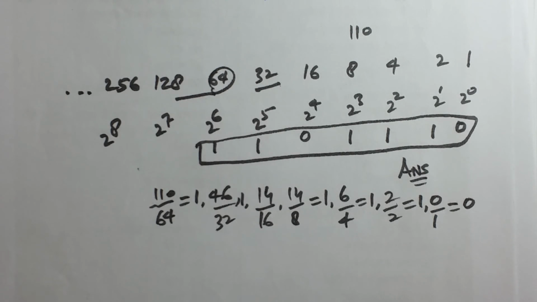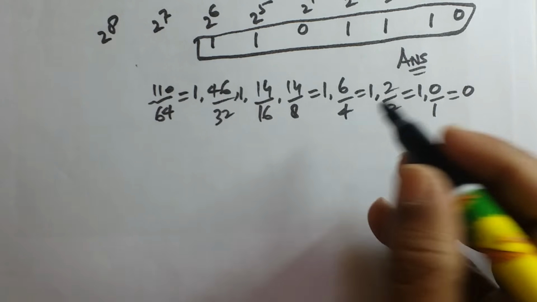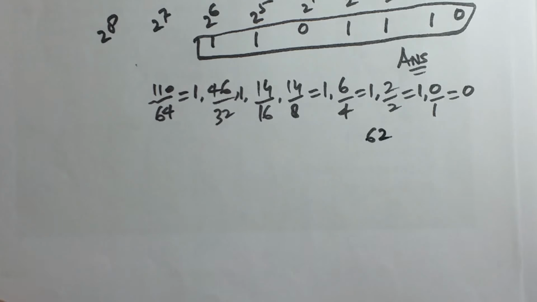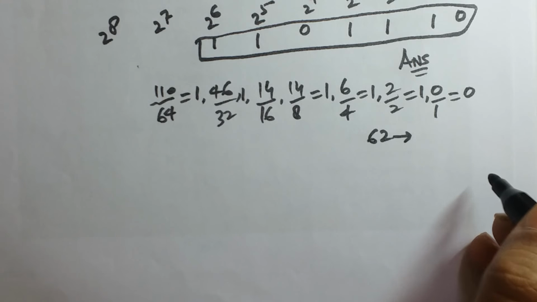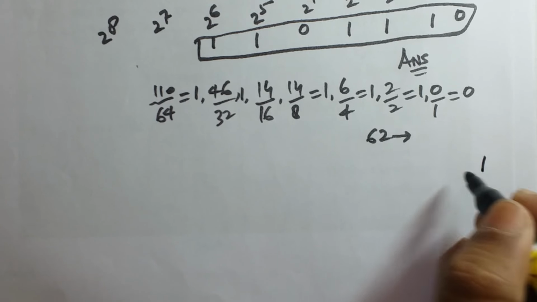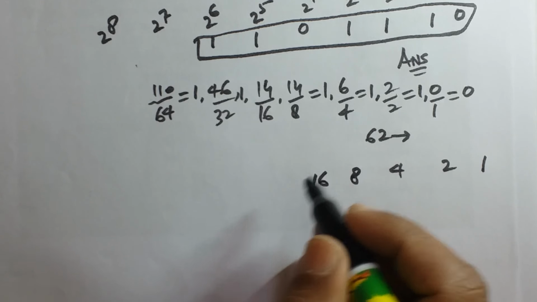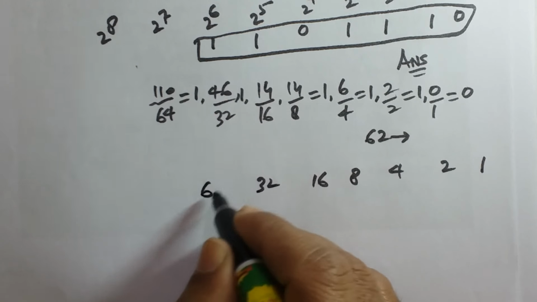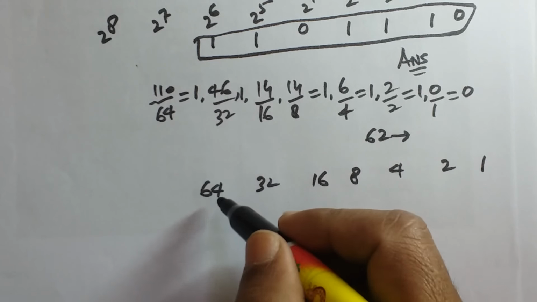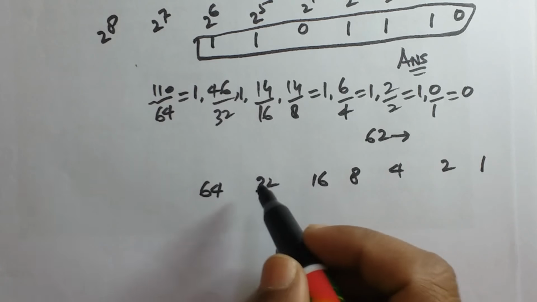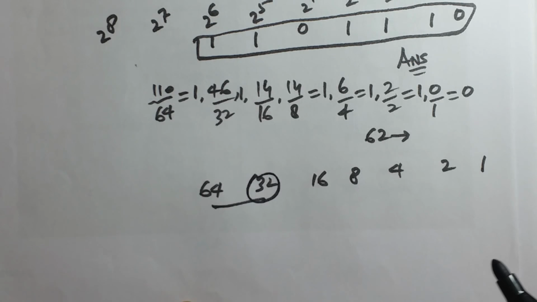Okay, let's take one more example to make it more clear. Suppose we take 62 as a decimal number and we have to convert it into a binary number. So we write that table again: 1, then 2, then 4, then 8, then 16, then 32, then 64. Not more than this, because 62 is smaller than 64. 62 lies between 32 and 64, so we opt for 32.